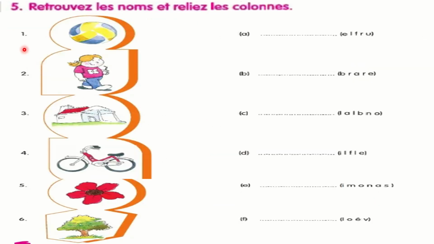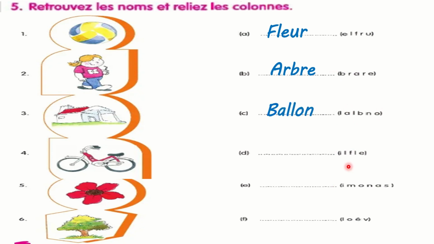So now here we are at question number 5, that is retrouver les noms et relier les colonnes. That means retrieve the names and match the columns. In this, firstly we'll decrypt the letters and then match them. Firstly we have ELFRU, which is fleur and it's a flower. BRARE, which is arbre, that means a tree. LALBNO, which is a ballon and that means a ball.